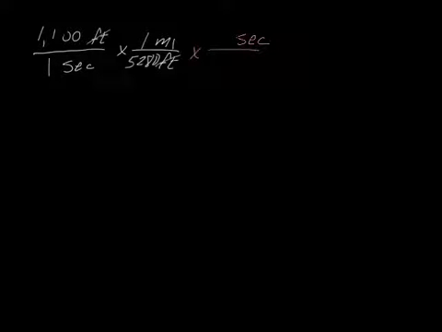Now I'm changing those seconds to hours. Do I know anything about how many seconds there are in an hour? I have no clue. What do I know with seconds? I know that there's 60 seconds in 1 minute. Now I can cancel my second here and my second here. So now what I'm left with is miles per minute. Well, I'm not interested in minutes, I'm interested in hours, so I'm going to keep going.